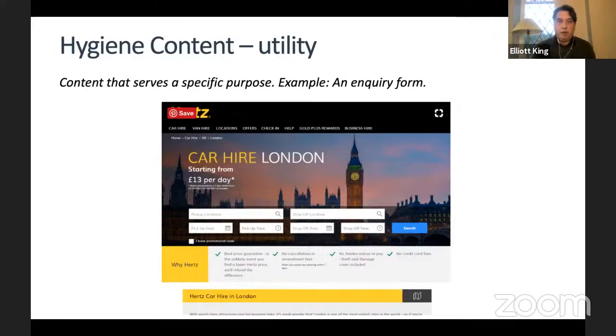So the idea with hygiene content is about getting the user to do one particular thing. In this case, it's an inquiry form: enter your details and press the search button. If it's a service page on a B2B business website that's looking to generate inquiries, or an education website that's looking to generate applications, for example, it would be: look at the course page or the service offering page and press the inquiry button, or click through to the inquiry page. So one specific purpose and some specific information that it's trying to provide.